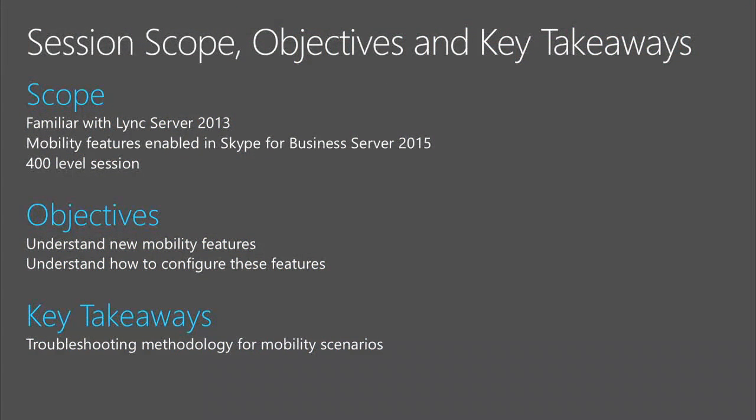So the session scope, we are assuming that you are familiar with Lync Server 2013. The idea behind that is mobility. Skype for Business Mobility is dependent on a component called UCWA, which was introduced in 2013. So we assume that you have at least some familiarity with Lync Server 2013. If not, and you are familiar with MCX, that's still fine. The mobility features that we'll be discussing in this session are scoped to what was enabled through Skype for Business Server. So mobility, as the user sees it, is powered through the server.